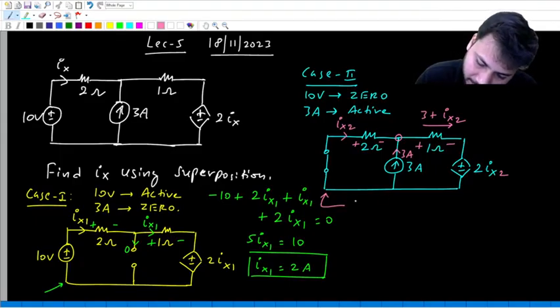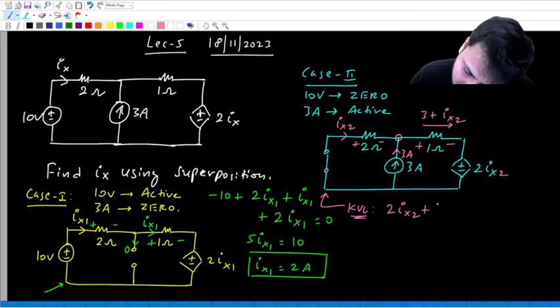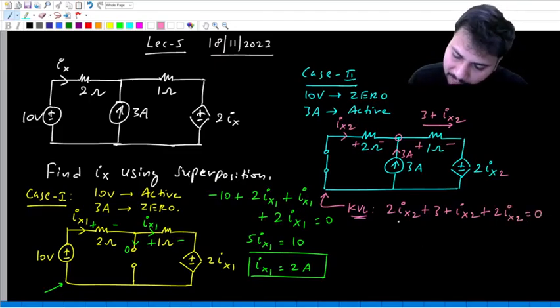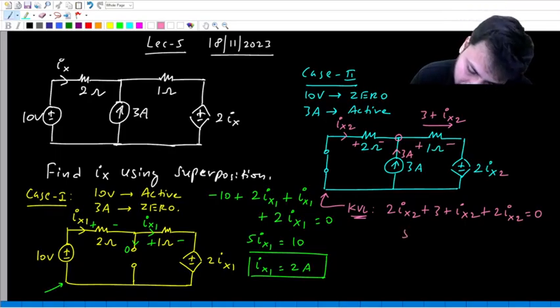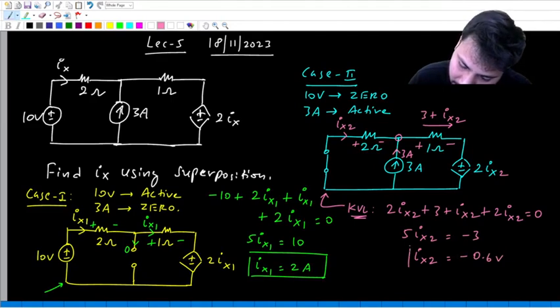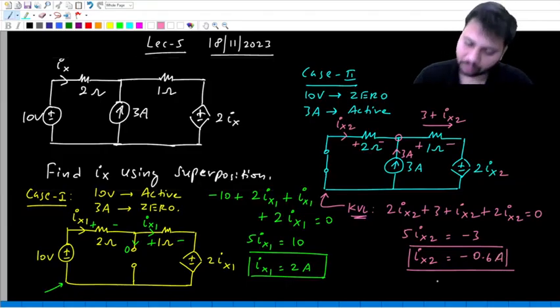Now let us write KVL around the outer perimeter of this circuit, okay. So writing KVL will give us 2 times Ix2 plus 1 times this current, which is 3 plus Ix2, and then 2 Ix2 equal to 0. So 2 plus 1 plus 2 is 5 Ix2 equal to minus 3. So Ix2 is minus 3 by 5, which is minus 0.6 amps. So this minus 0.6 amperes is the value of Ix due to the 3 ampere current source, okay.